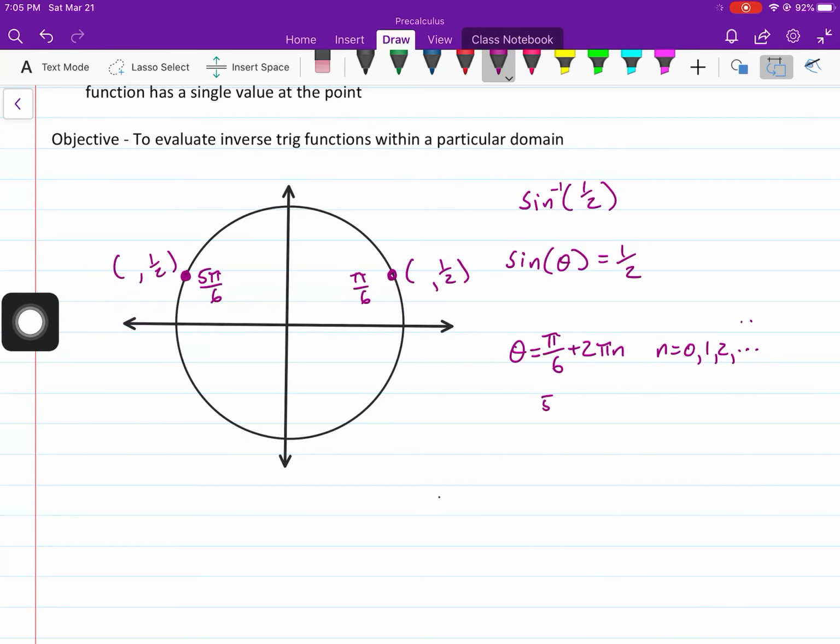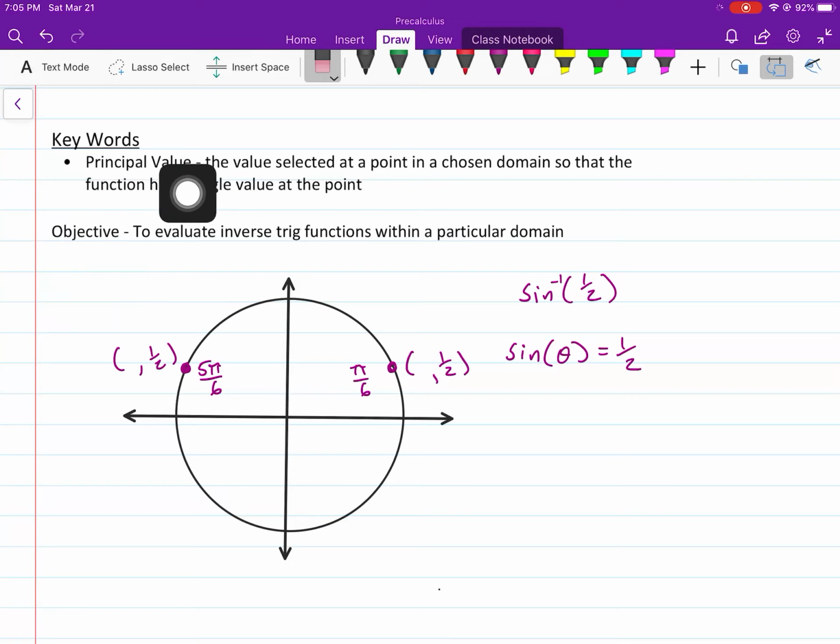Don't forget we also have the 5 pi over 6 that we would also have to say is plus 2 pi n as well. So we have to write all that, and it's like, why make it so complicated? Why can't you just tell me one answer? So that's what we're doing here. The principal value is that one answer.